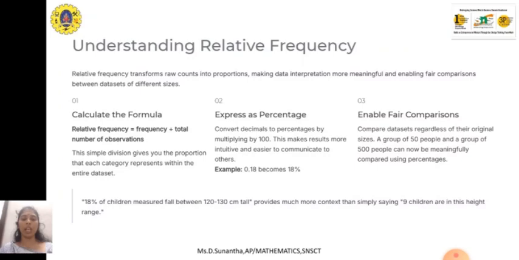The next one is enable fair comparisons. So this compares data sets regardless of their original sizes. A group of 50 people and a group of 500 people can now be meaningfully compared using percentages.